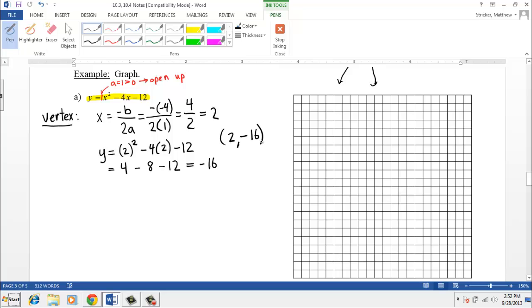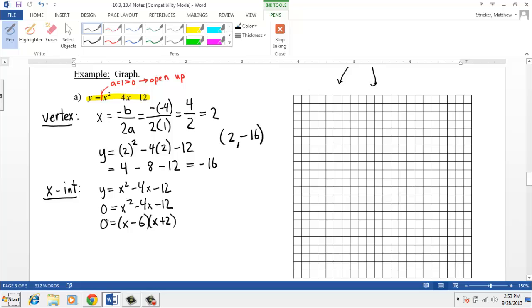Probably also a good idea to find the x-intercepts. For the x-intercepts remember we let y equal 0. So we're going to take our equation, y equals x squared minus 4x minus 12, and we're going to let y equal 0. Which, what do you know? We know how to solve equations like this. This is a simple quadratic equation that factors to (x minus 6)(x plus 2).